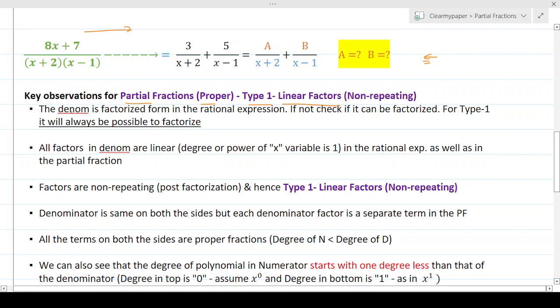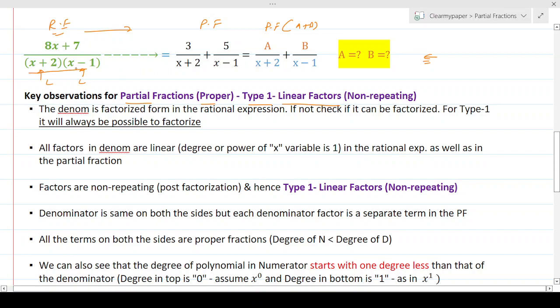The denominator is in factorized form. If you see the denominator, it's already factorized. This is the rational expression, and this is the partial fraction, with a and b. The denominator is already in the factorized format. That means it's already simplified, with both factors being linear here also.